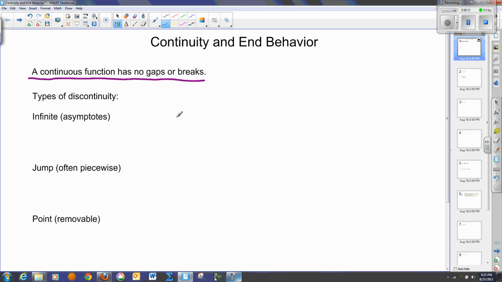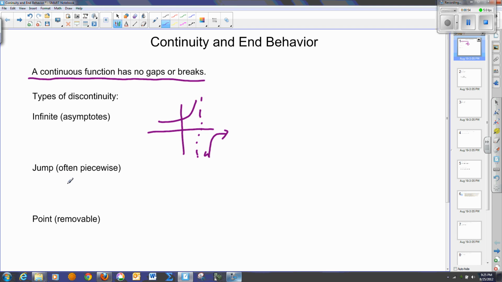We have infinite discontinuity, which means a graph that has something like an asymptote in it. So if you remember from last year, we had graphs that looked something like this, had an asymptote, and then did something like this. All right, that would be an example of an infinite discontinuity.